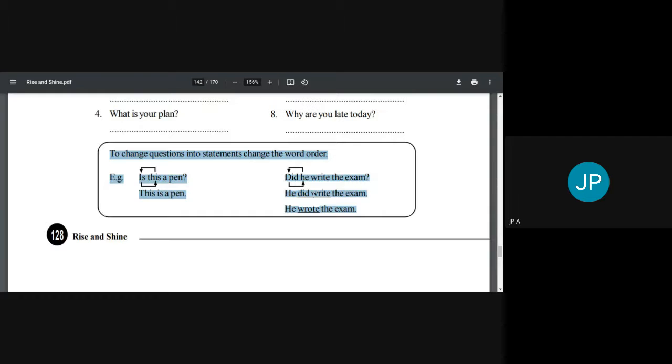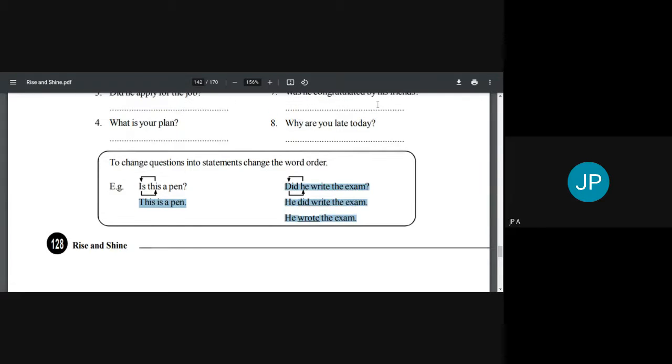Did he write the exam? So that has to be written in 2 steps. He did write the exam. Combining did write, we get he wrote the exam. Let us do that exercise.